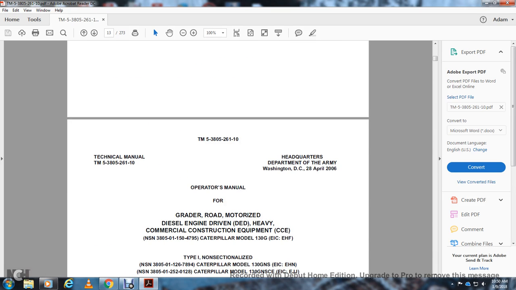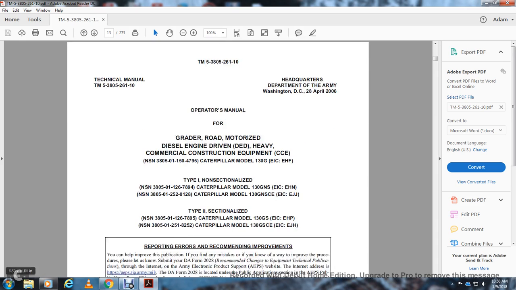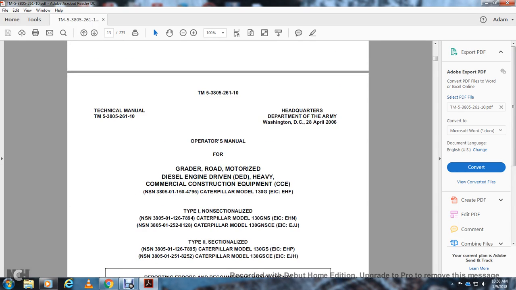All right, your operator's manual, grader. Okay, I'm going to cut the tape there.